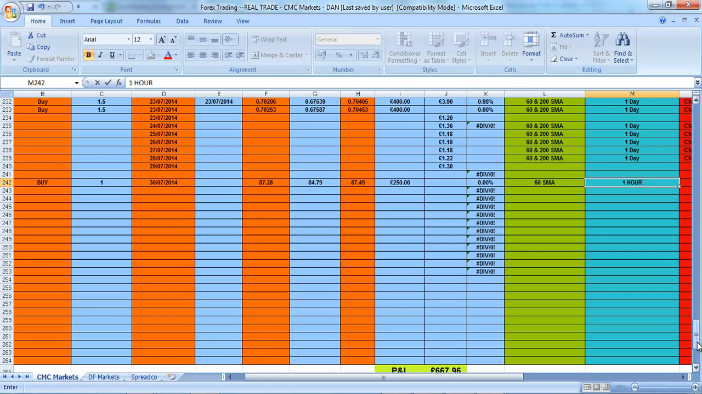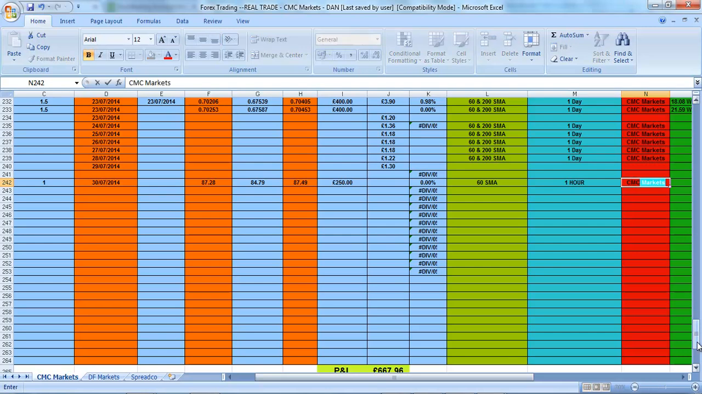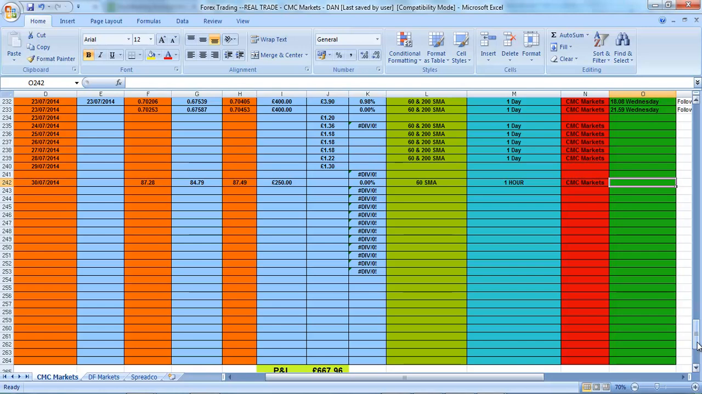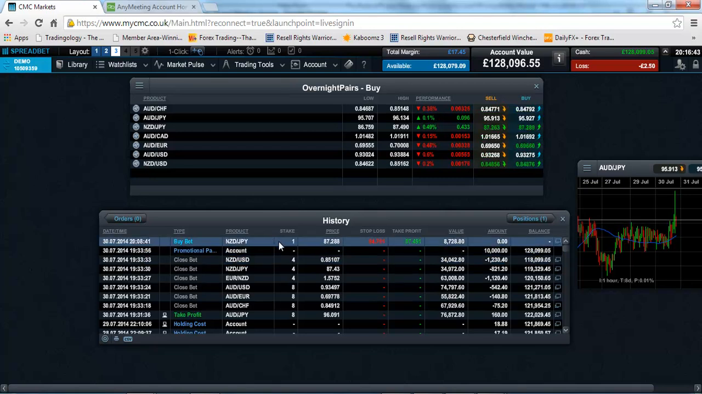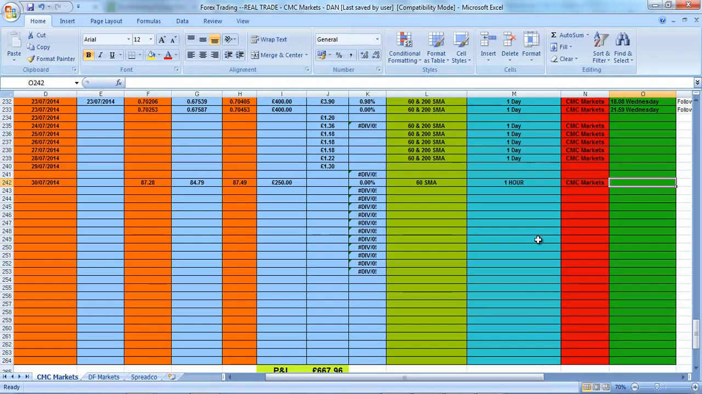The duration is 1 hour, and the platform that we use is CMC Markets. And then obviously the time that we bought and the date. The time was 8:08 today. So we just go back and put in 20:08 and today, which is Wednesday. Simple. You've done your job. It's very, very straightforward. Just use the history to fill it.